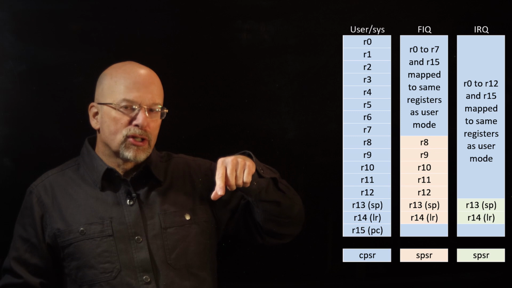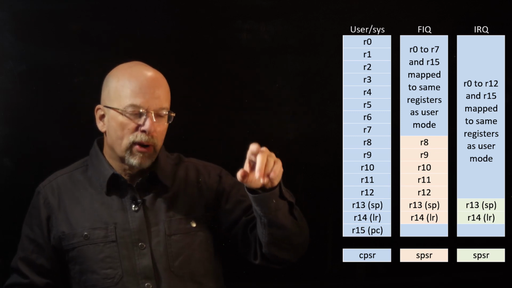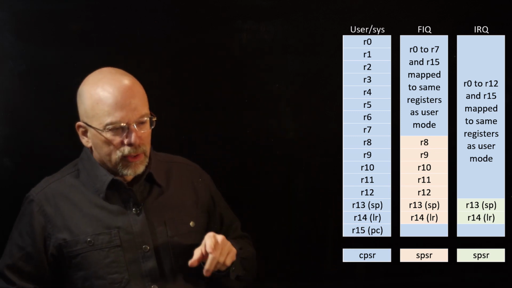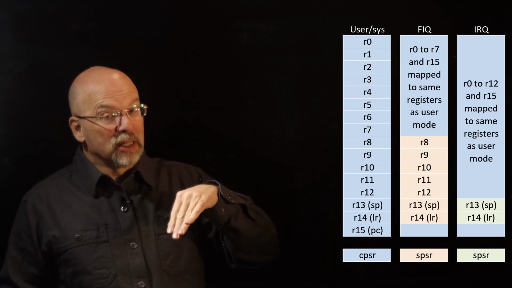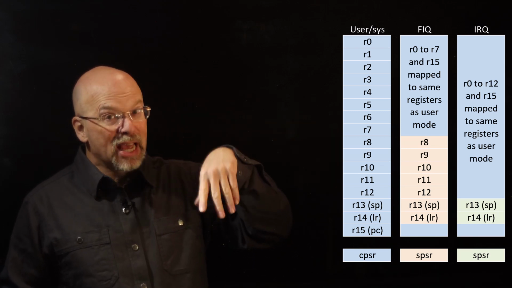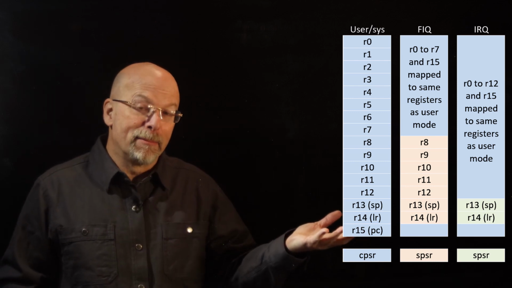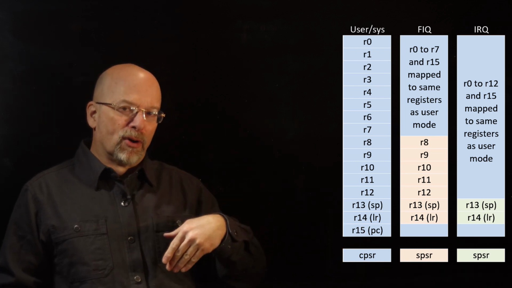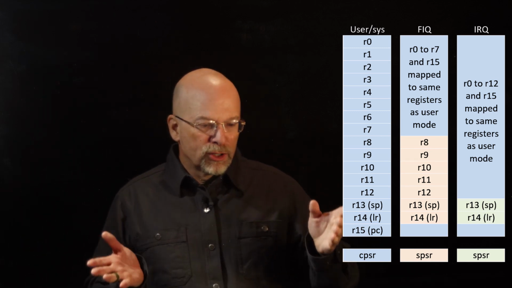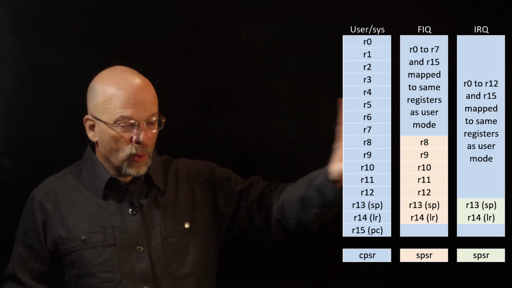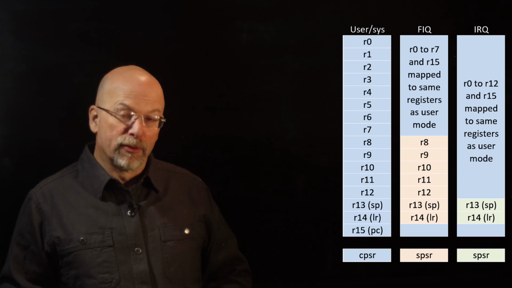Any other registers I use, for example, in the fast interrupt request, R0 down to R7, any of those that I want to use, I do need to push onto the stack so that I'll protect those registers and then pop them back off the stack whenever I'm done with my interrupt service routine. Similarly for R0 down to R12 for the other modes.